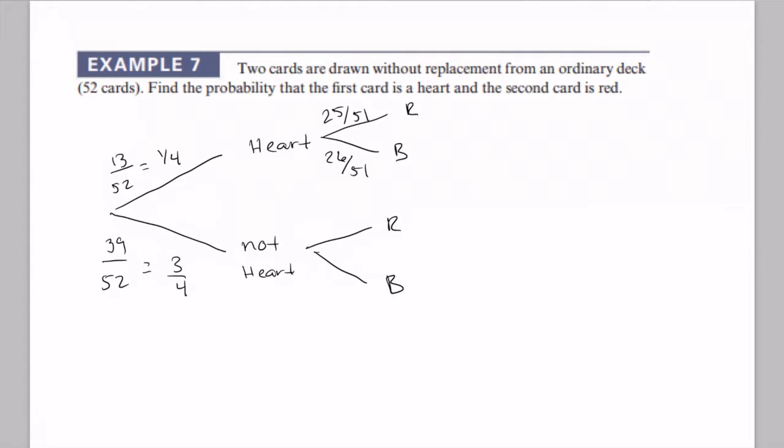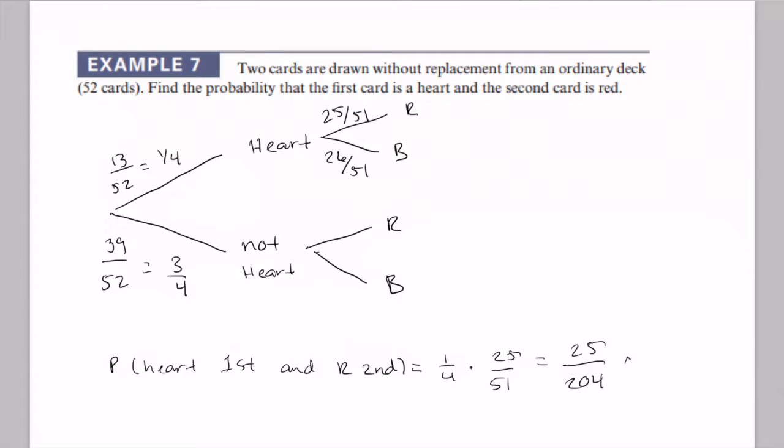Okay? So, P of heart first and red second is equal to 1/4 times 25 out of 51, which equals 25 out of 204, which is approximately 0.1225.